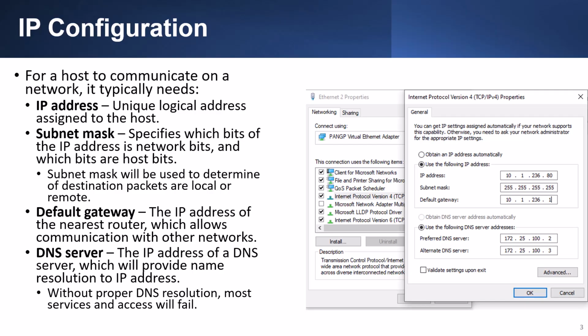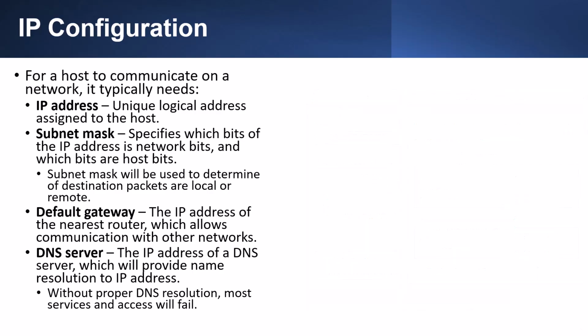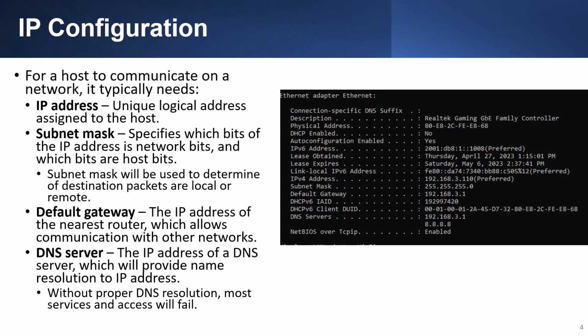This figure shows the IP configuration in a Windows computer. This figure is using the ipconfig /all command to display the IP configuration.